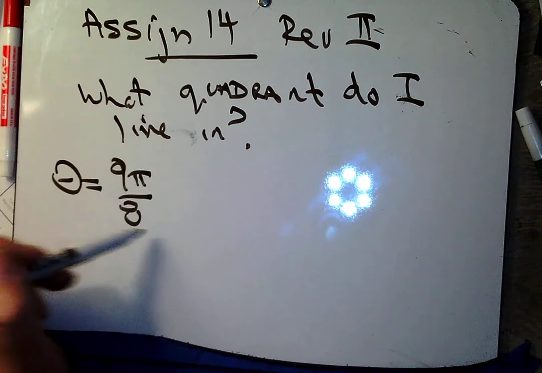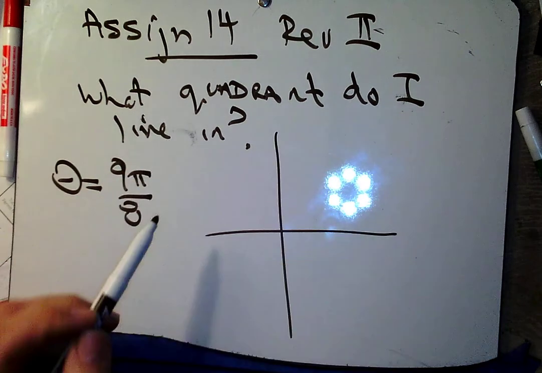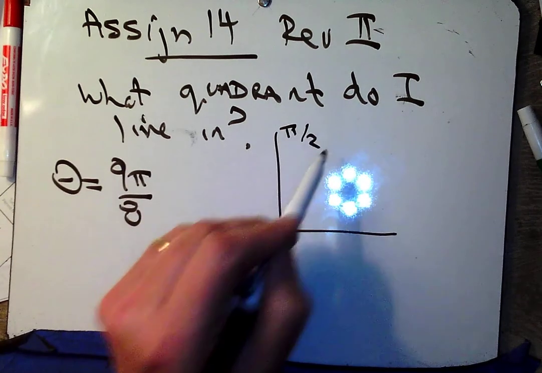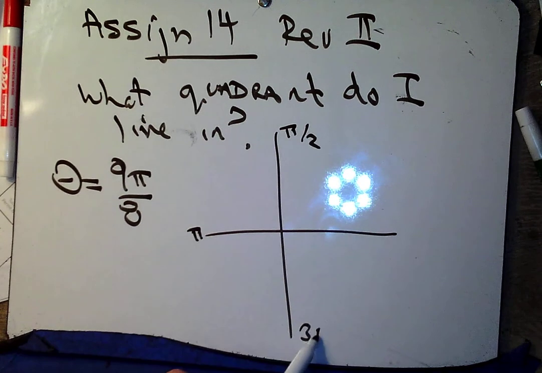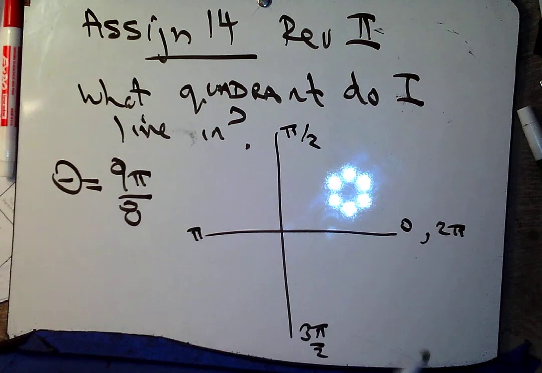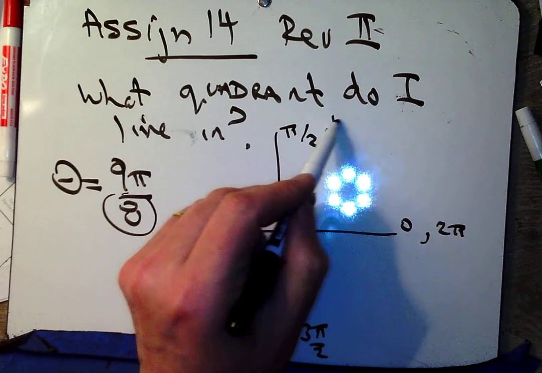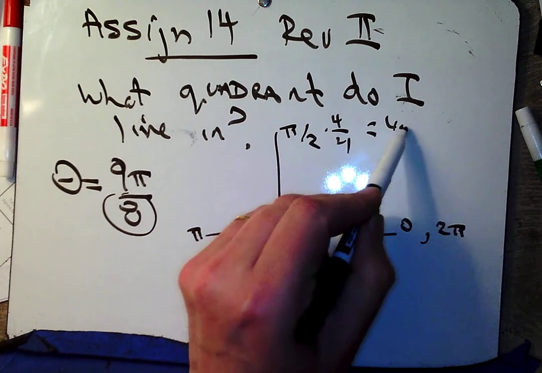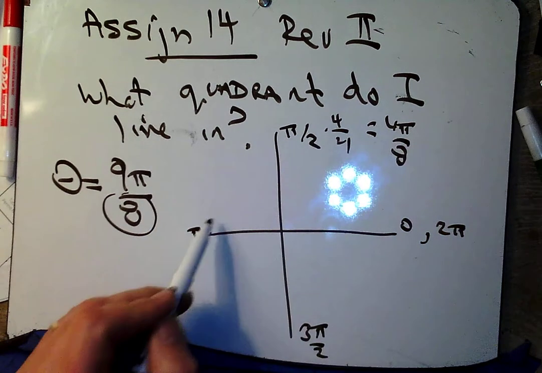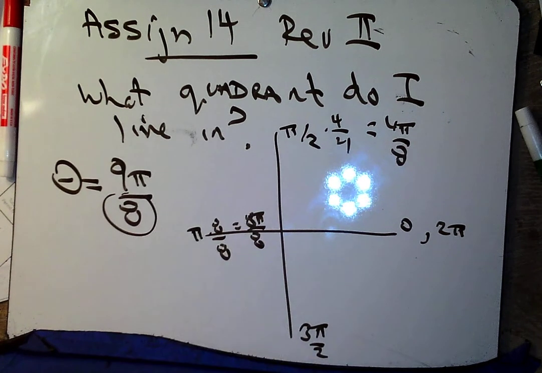Well, I don't have any over 8s on my unit circle, but that doesn't mean we can't have an understanding. This is pi over 2 and pi and 3 pi over 2 and 0, 2 pi here. Well, let's convert these into eighths. So this needs 4 over 4. That's 4 pi over 8. And this needs 8 over 8, so this is 8 pi over 8. If I multiply here by 4 over 4, I get 12 pi over 8.